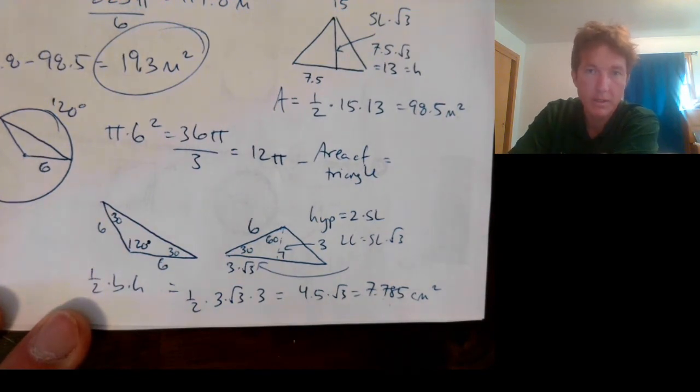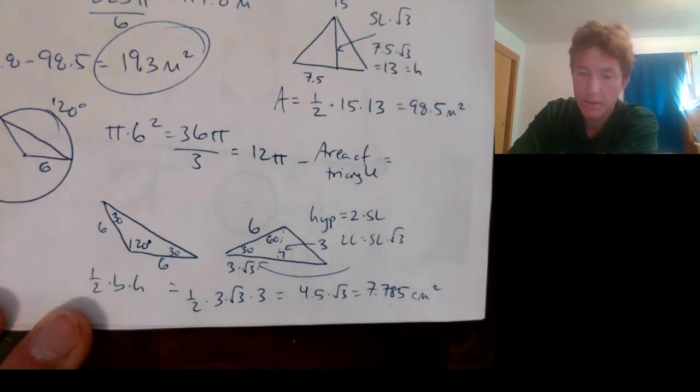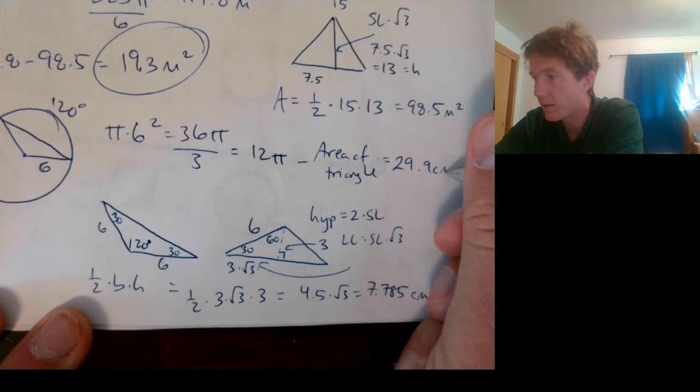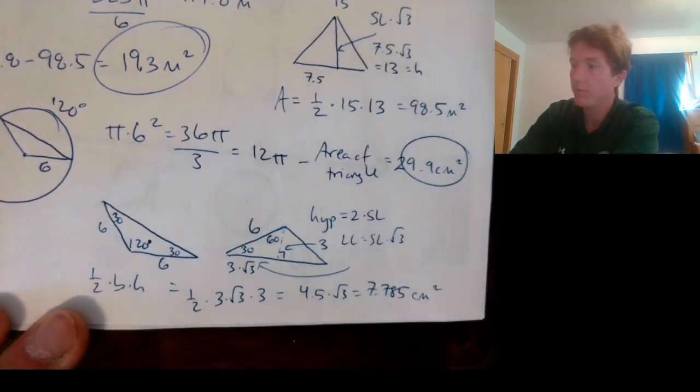So 12 pi minus 7.785, about 29.9 centimeters squared would be your sector in that case.